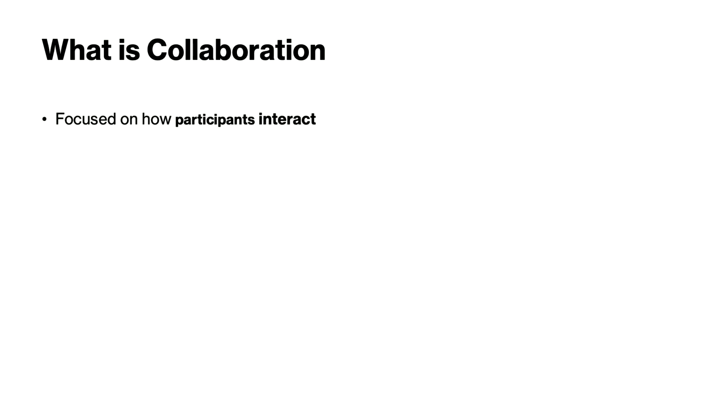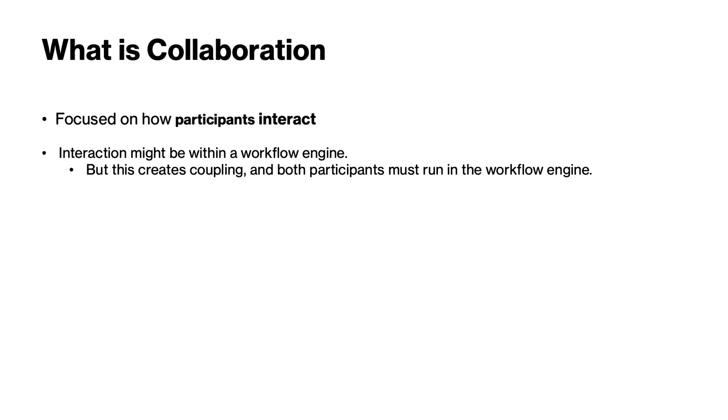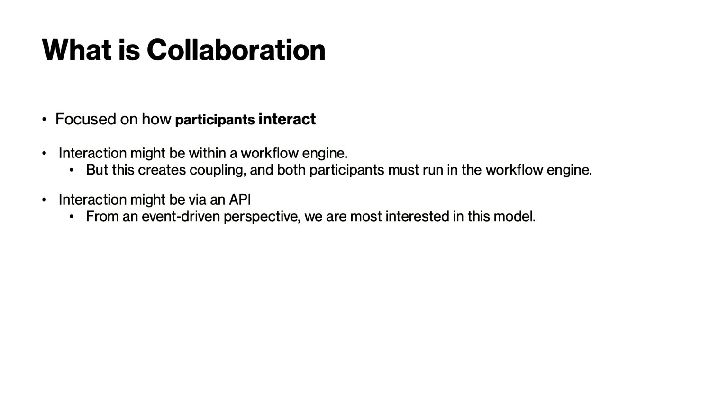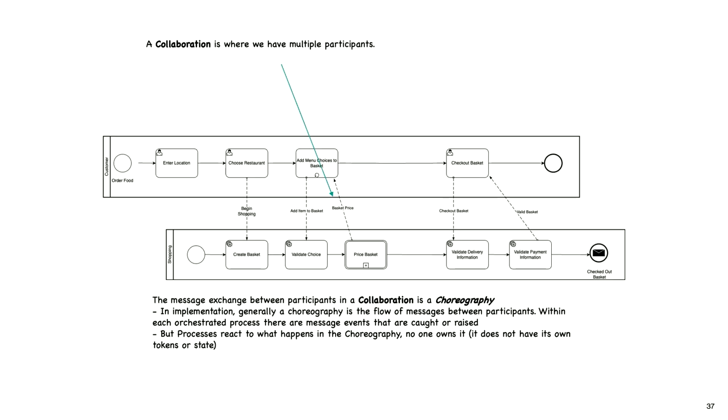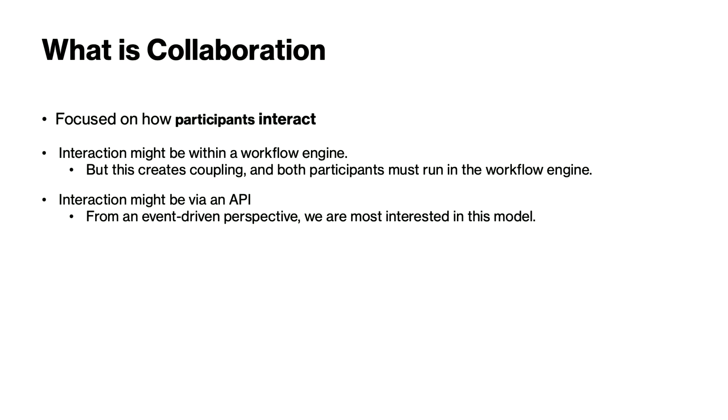So collaboration is focused on how these different contexts interact, right? So it might be with some centralized workflow engine, though that tends to couple us to a central workflow engine because all of the flows need to run in the same engine. So we'll come back to that a bit later. It might be with an API, all right? So we might be calling an API running somewhere else because one of our tasks says, call this API, get a result, and come back. It might be sending a message, right? So under that API, we would count sending a message.